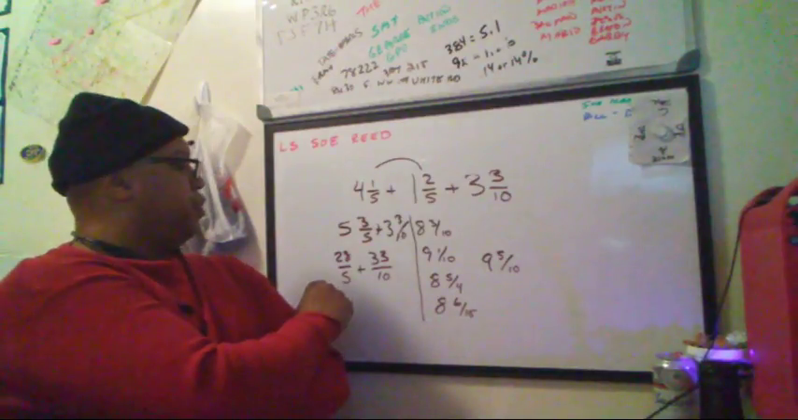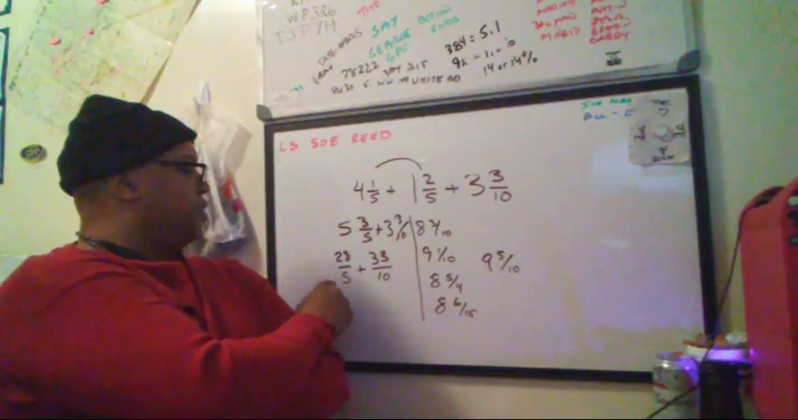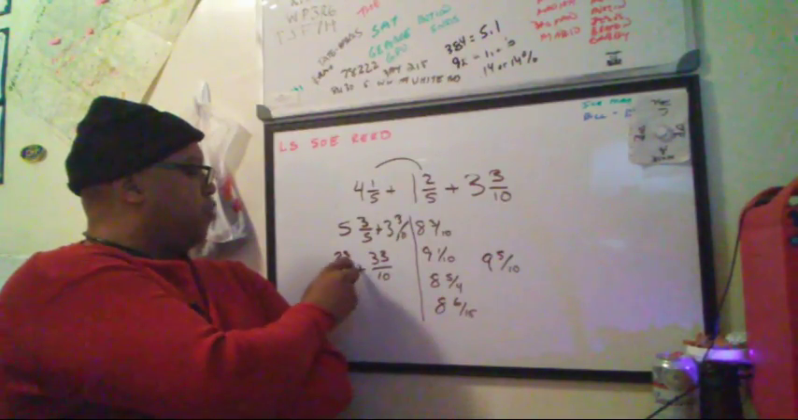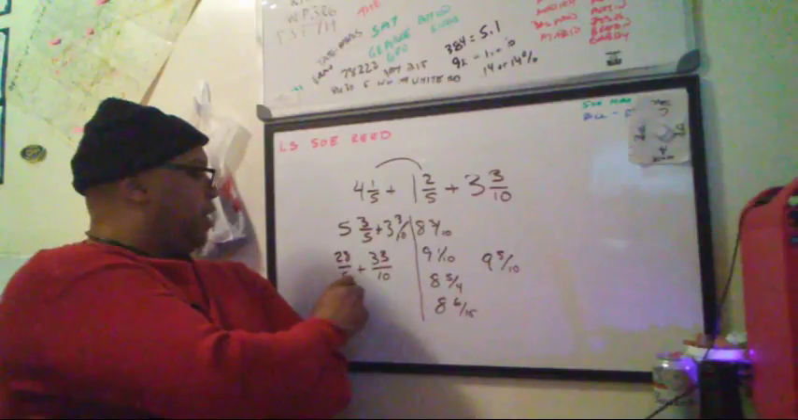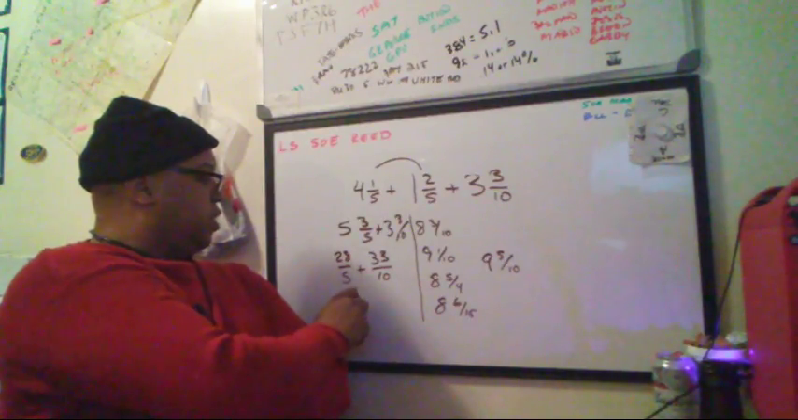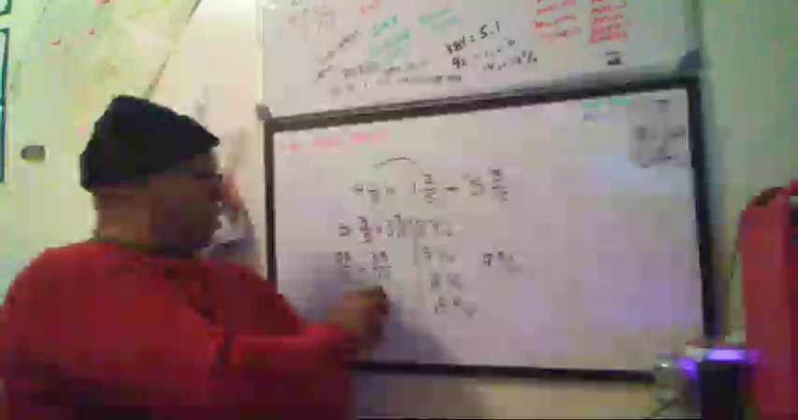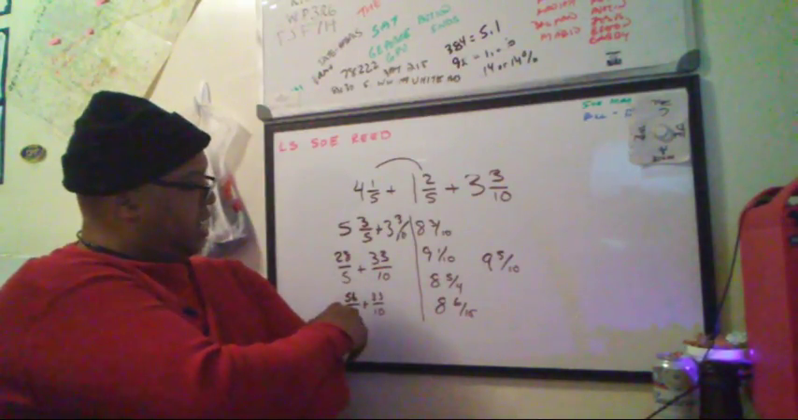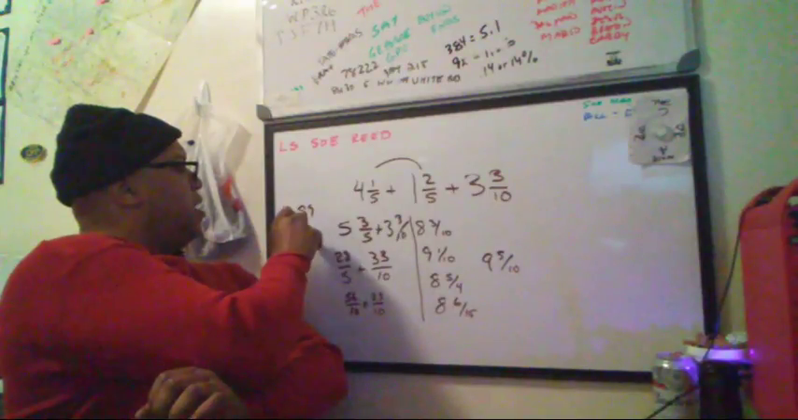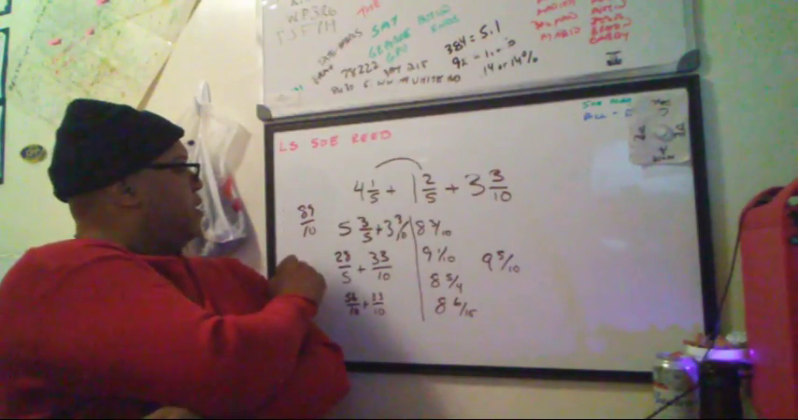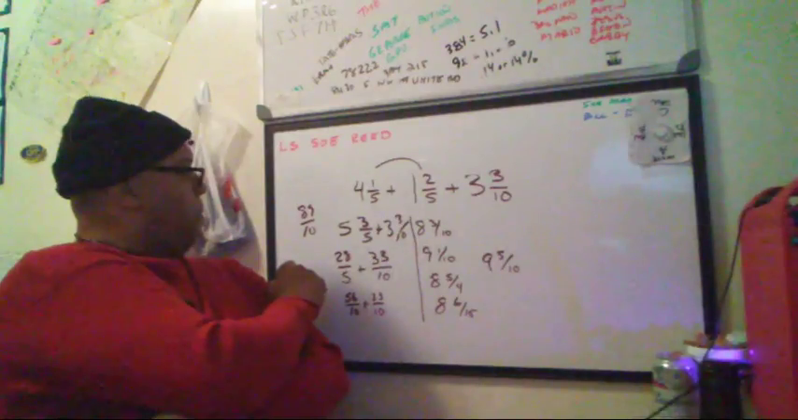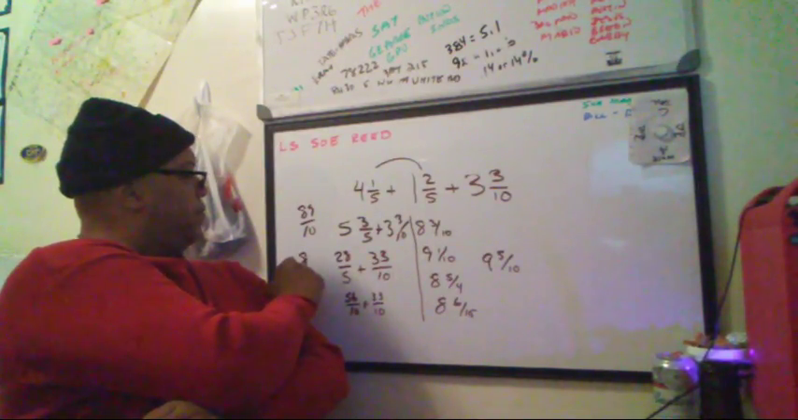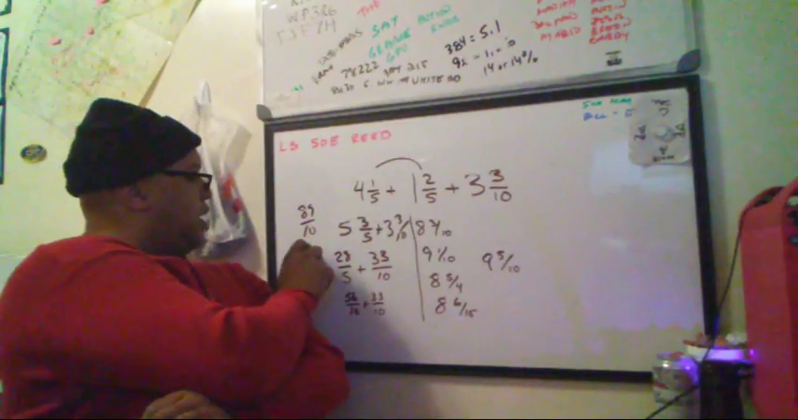Now, what I would do is I would convert this to tenths. And so if I change the denominator, multiply that by 2, we'll multiply the numerator by 2. And so we would get 56 over 10 plus 33 over 10. And then that would be 89 over 10. Okay. And so 8 9/10.